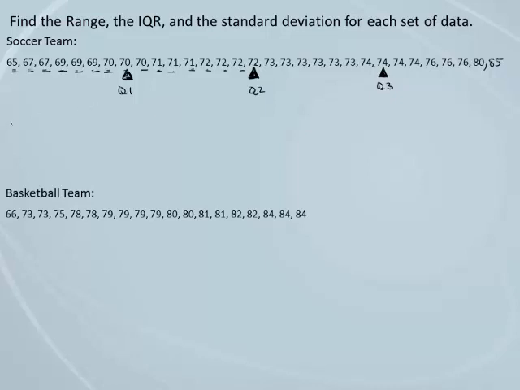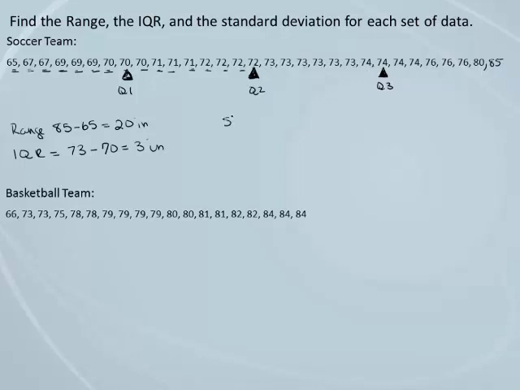The range is my largest height minus my smallest height. So my range is 20 inches. My interquartile range is quartile 3 minus quartile 1. So my interquartile range is 3 inches. This tells me that 50% of the soccer players are within 3 inches of each other, because between Q1 and Q3 are 50% of my data points.